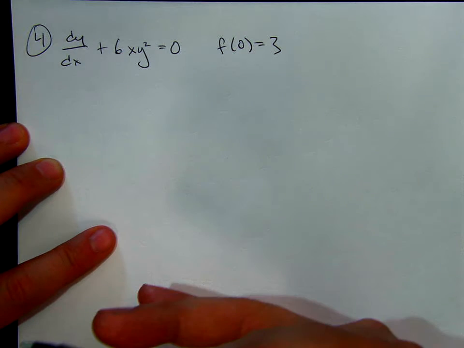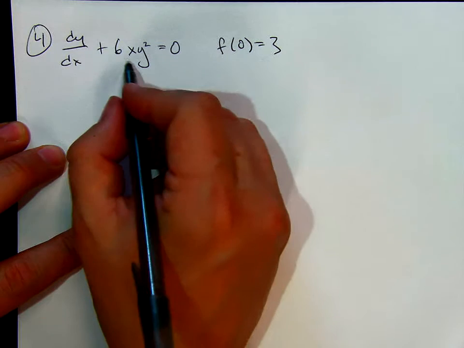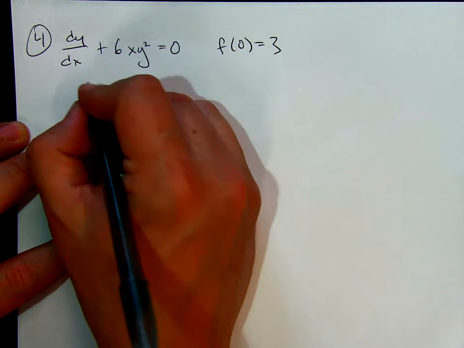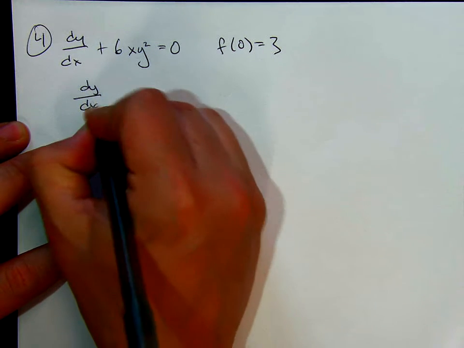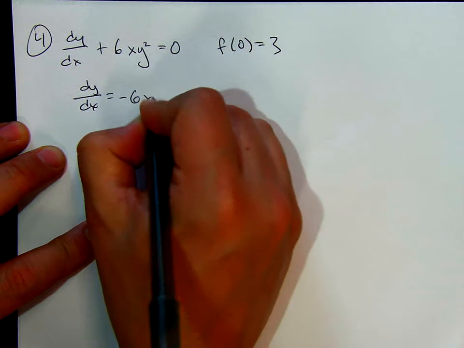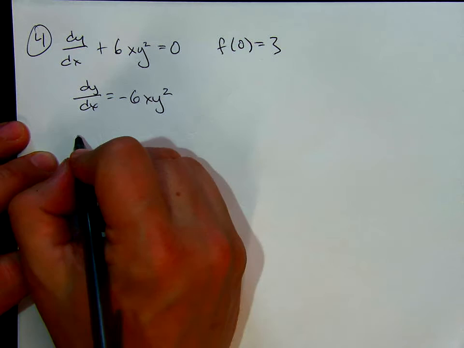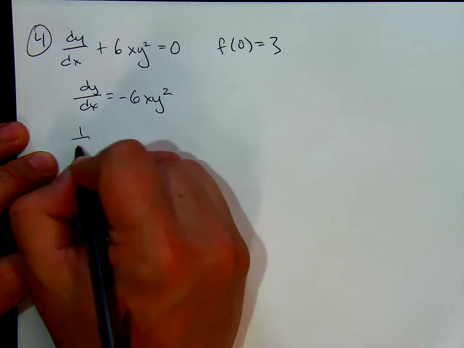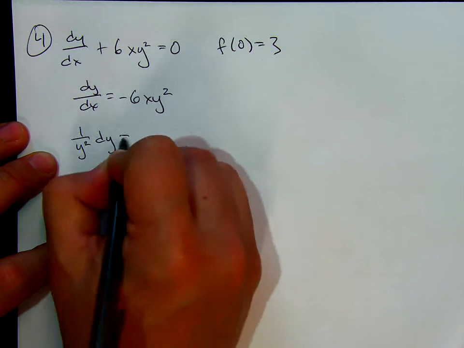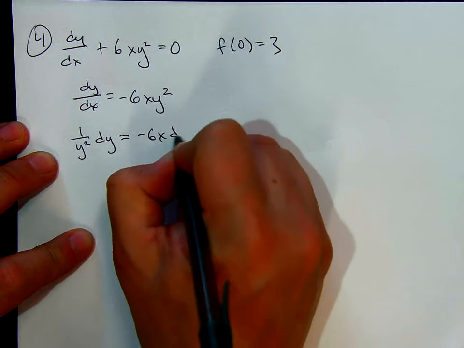So if we want to separate our variables, which is usually our first step, the first thing we're going to have to do is change this to dy/dx equals negative 6xy squared. Okay, now we can separate. We end up with 1 over y squared dy equals negative 6x dx.